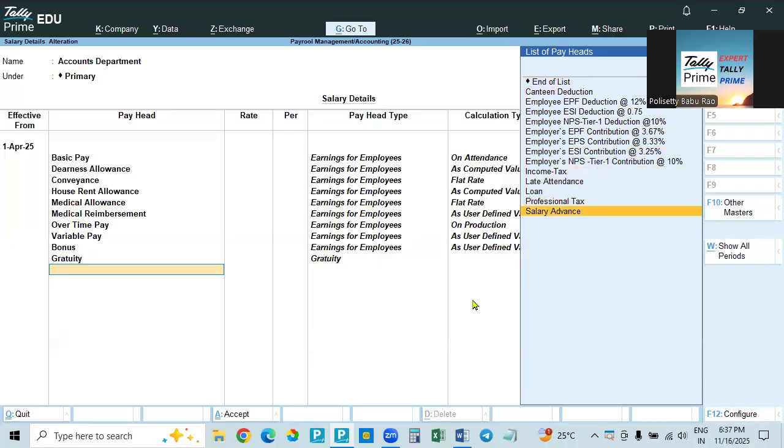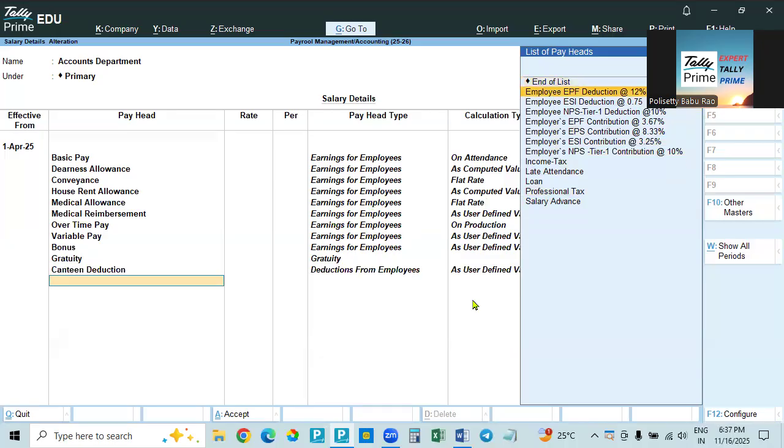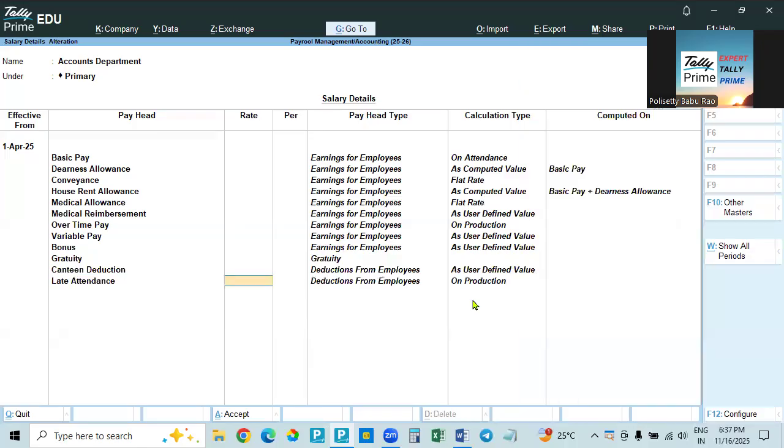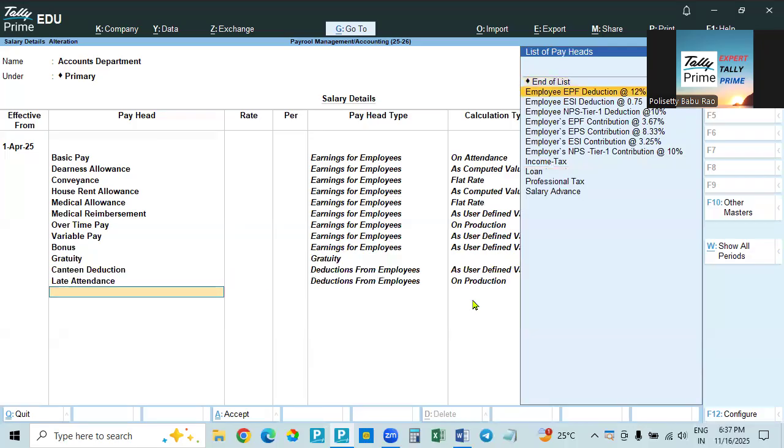Okay. Now we will go to deductions. Employee earnings, deductions. In the deductions, first we will go to general deductions, deductions made and taken by the owner. So go upstairs. Canteen deduction. Okay. Then late attendance, that will also be deducted. Late attendance. Then come down.